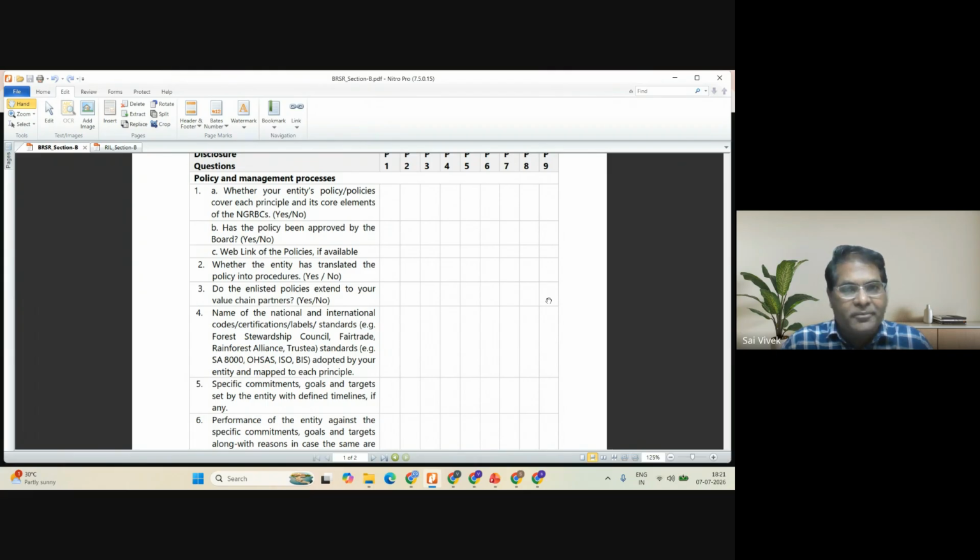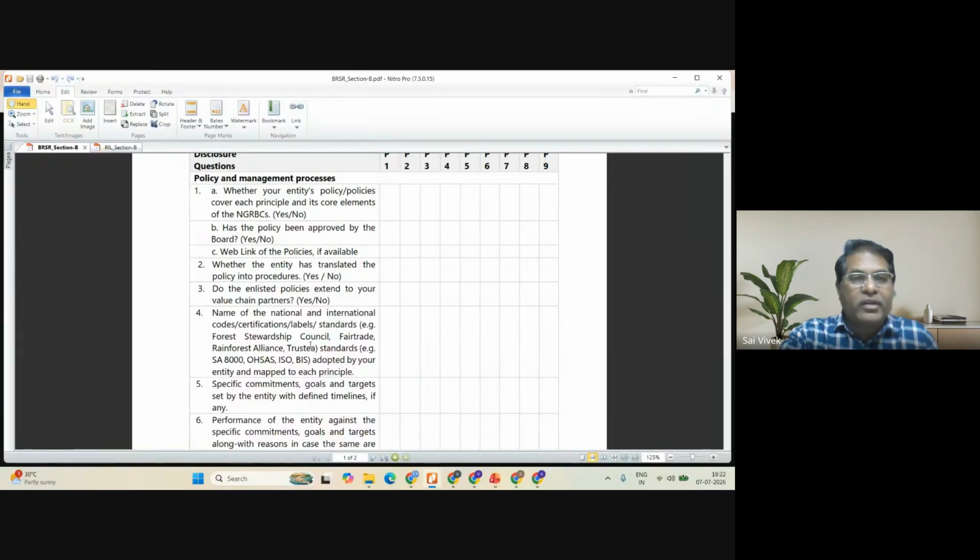That is the question. And as such, which principle is that vendor satisfying? That should be provided here. That is what is meant by, do the enlisted policies extend to your value chain partners? We just say yes or no here, but in assurance, it is verified by VVBs and certification is given. It is either reasonable assurance or basic assurance.